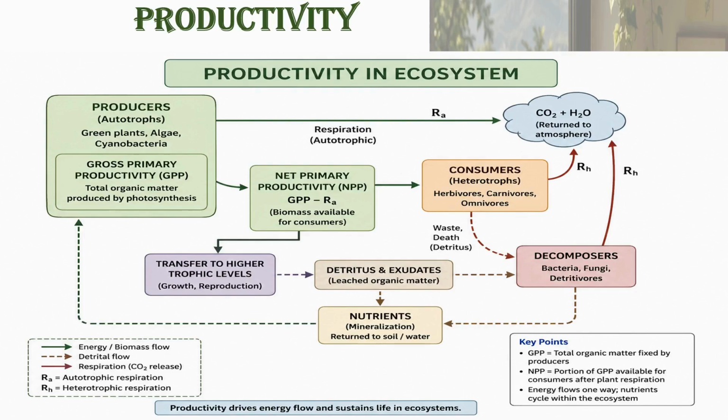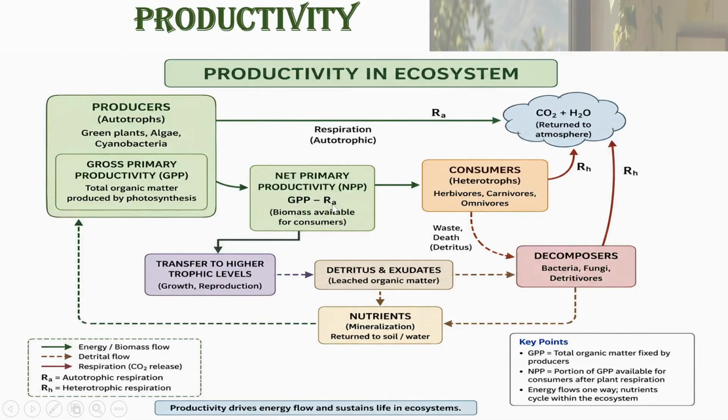And that GPP, that 100% GPP, is not available for the next organism level. Some amount of biomass will be lost due to respiration, or by evaporation into the environment. Some loss will be there. So after the loss, what is available for the consumer, we call it NPP, net primary productivity. That's what they have shown here. GPP minus RA, where RA means respiration of autotrophs. Then the remaining biomass we call NPP. NPP is equal to GPP minus RA.